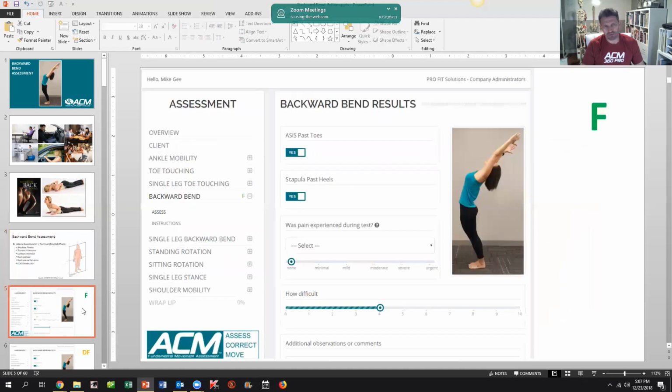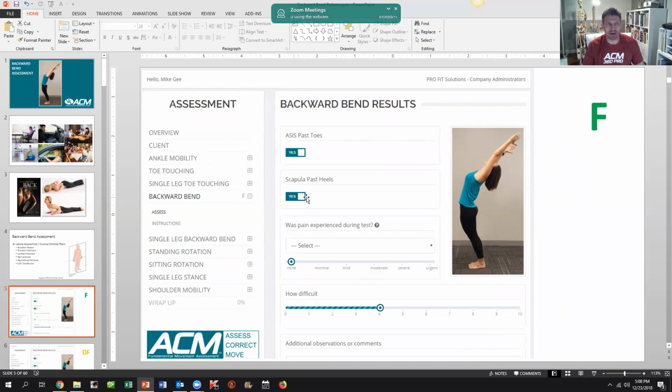On the ACM assessment software, you'll notice that there are two components that we're really looking at in the assessment of the backward bend. And one of those is the ASIS, the anterior superior iliac spine. If you're not familiar with what that is, it's the little bones in front of the hip, on the pelvis, that we feel. And what we're looking at is kind of a general rule that the hip should pass forward to the toes as we bend backward.